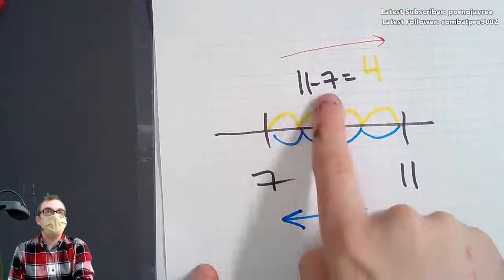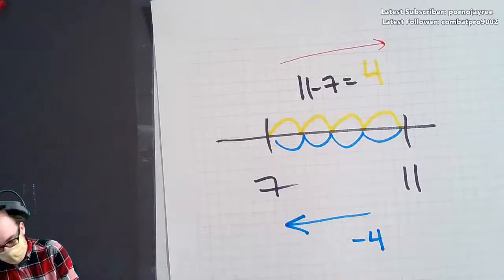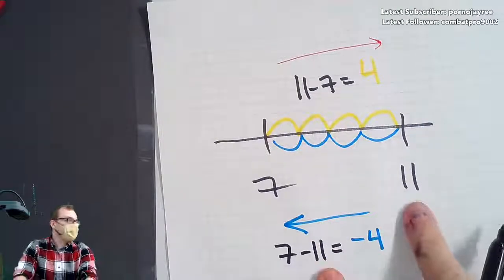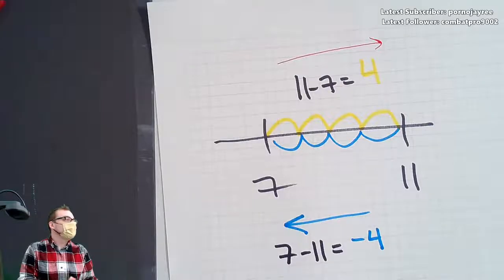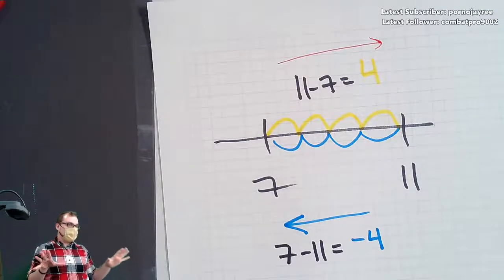If I'm starting on 7 and going to 11. If I'm starting on 11 and going to 7, I would write it like this. Remember, you start on the second number and go towards the other. Minus 4.